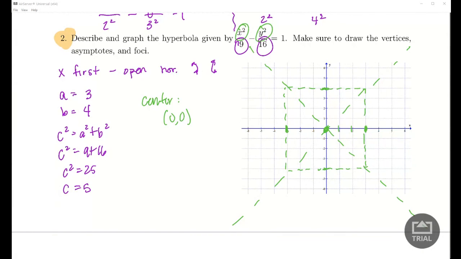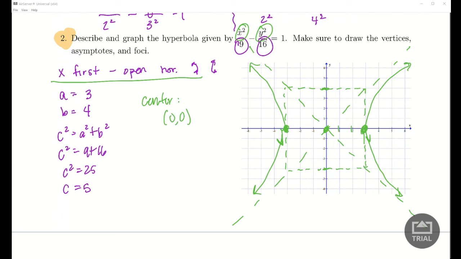Okay, so we have the framing done. We said that this opens horizontally, so that's where my vertices are. So I'm going to label those now. And then I can just draw my hyperbola in there. Just don't let it touch those asymptotes. And use the framing that you drew.